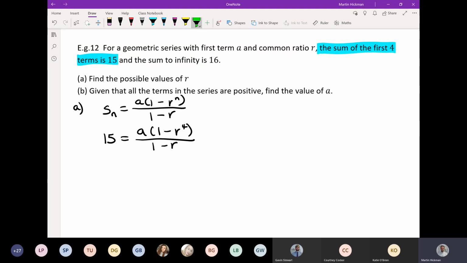So as best as you can in the chat, can you write me down the formula for this piece of information? The sum to infinity is 16. So how can we write a formula expressing that information?